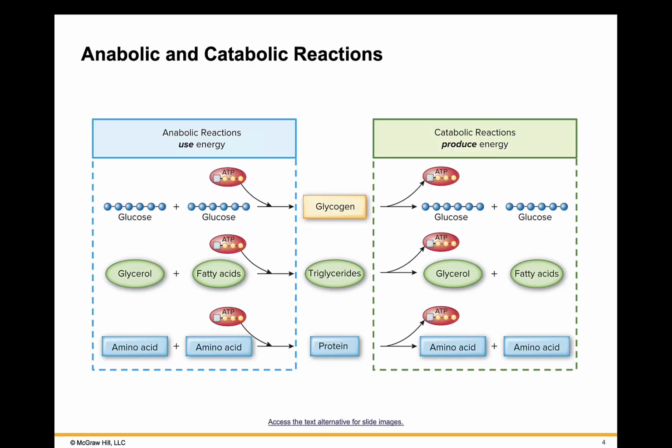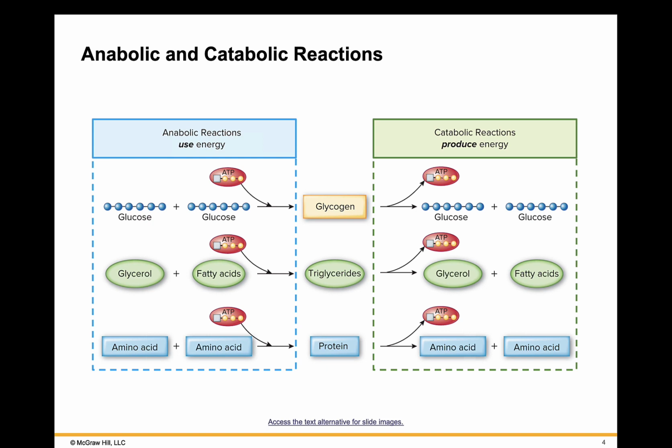Here we basically look at a number of the major types of anabolic and catabolic reactions. The first, we're looking at carbohydrates, so we can see two glucose molecules with the addition of ATP are forming glycogen. The catabolic reaction will be breaking down glycogen, with the release of ATP, and two glucose molecules.